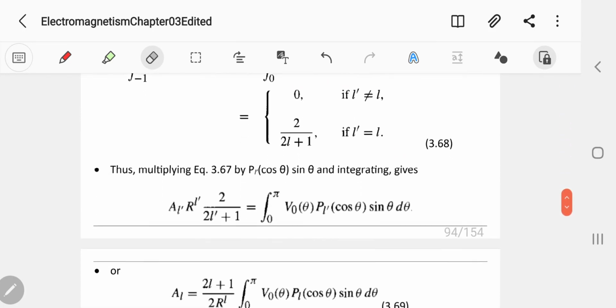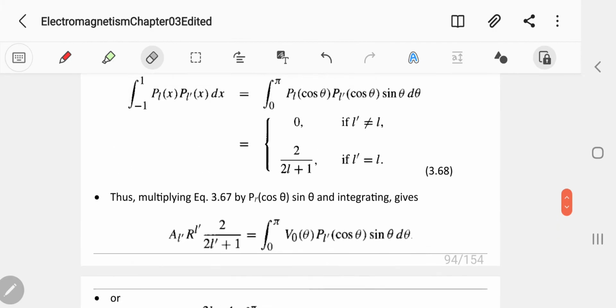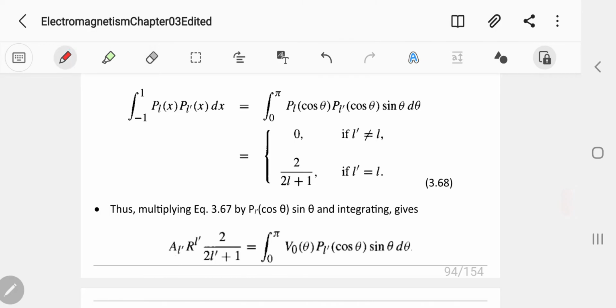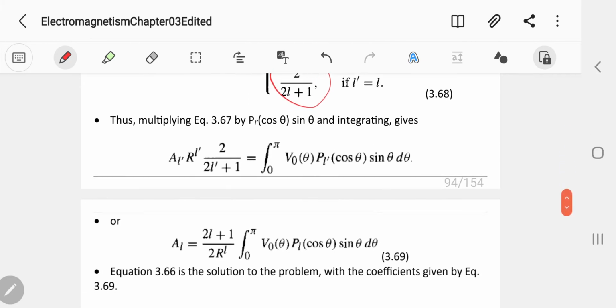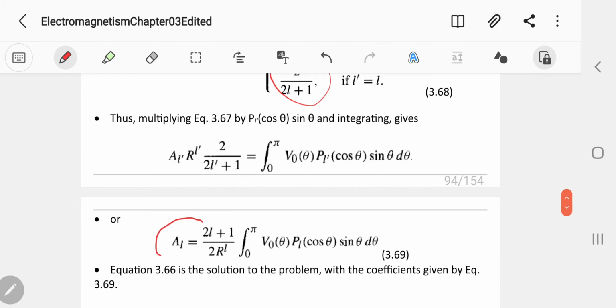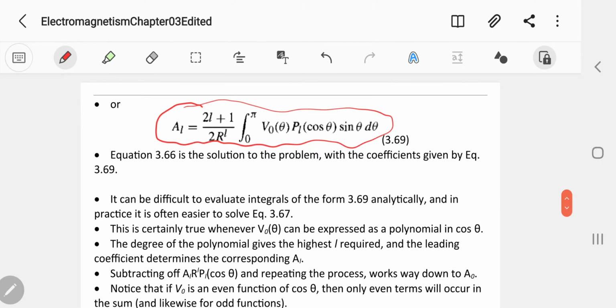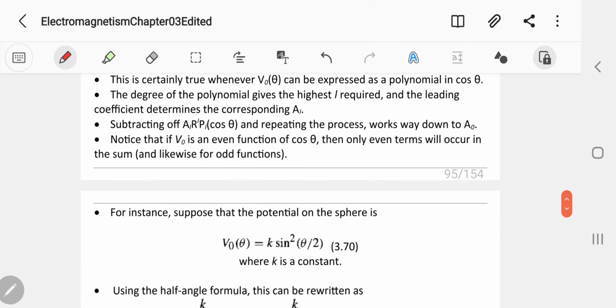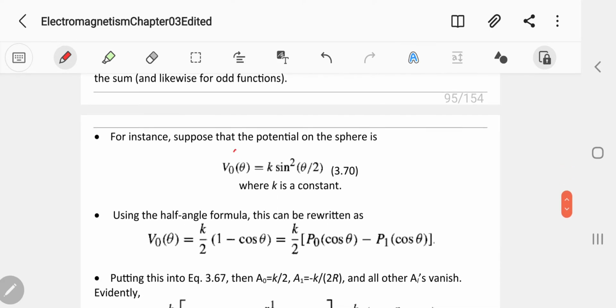And so your A_L' R^L' would now become 2 over 2L plus 1 times the integral from 0 to pi of V sub 0 theta P_L' cosine theta sine theta d theta, so that your A_L would be equal to this. So how do you get this, for example, if you have V sub 0 theta equals K sine squared theta over 2, where K is a constant?